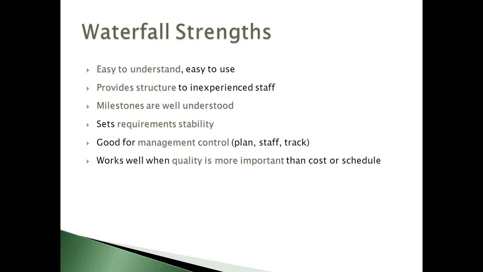And the milestones are well understood, and we have set requirement stability, which is also good for management control, for planning the staffing, and for tracking the development of the project. And it works well when quality is more important than cost or schedule. So remember the point over there. This model is going to work well when the customer or the client is not focused on the cost and schedule.